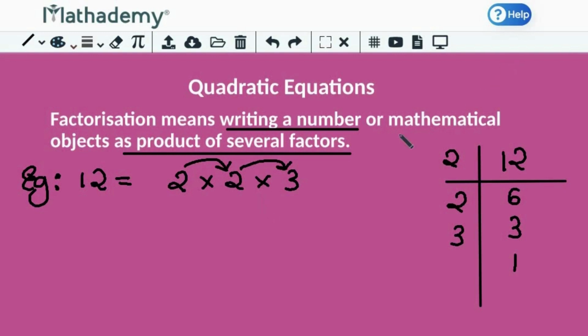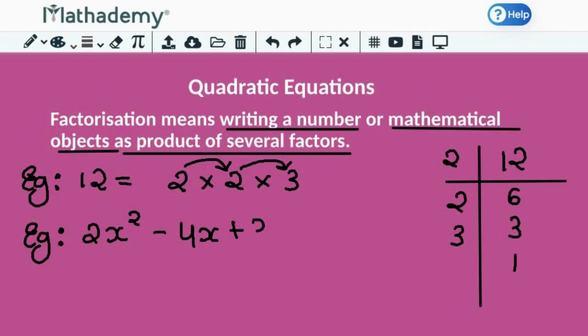Now, let us know what mathematical objects are. Mathematical objects are expressions, equations, logarithms, sets, and many more, out of which we will consider the equation. For example, 2x squared minus 4x plus 3 equals 0.